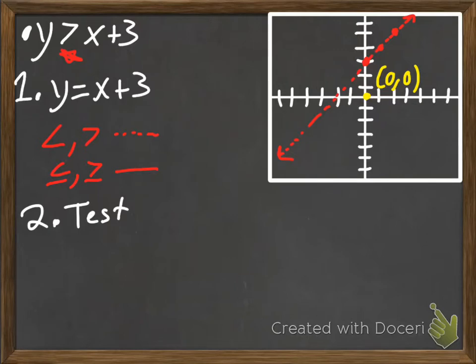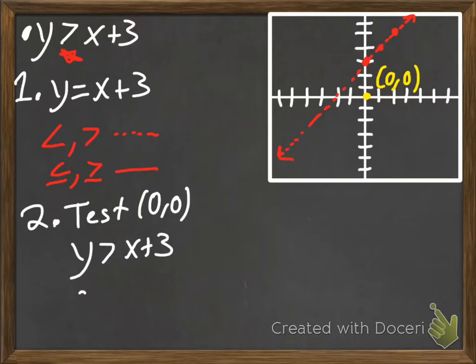So what we do is we just put test 0, 0. Then you rewrite your original inequality. So y is greater than x plus 3. And what we do is we plug in 0 for x and 0 for y and see what happens. So we get 0 greater than 0 plus 3. Well, 0 plus 3 is 3. And then we look and see, is this true or false?